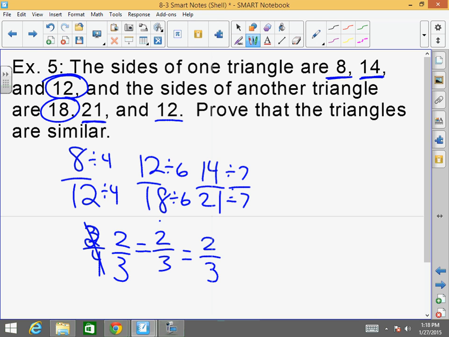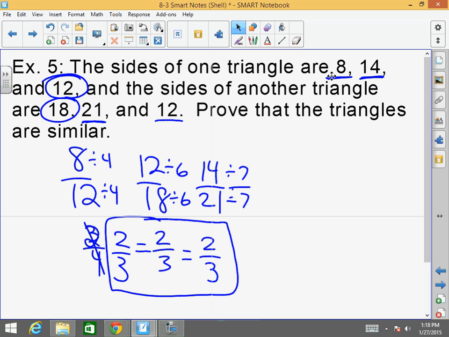So even though I fumbled through this, hopefully we learned something: pay attention, learn from my mistakes. 2/3 equals 2/3, equals 2/3. So small, medium, and large, all of the sides are proportional. And that means that through the side similarity theorem, they are similar. Thank you very much. Hope you learned a lot. Have a great day. Bye-bye.